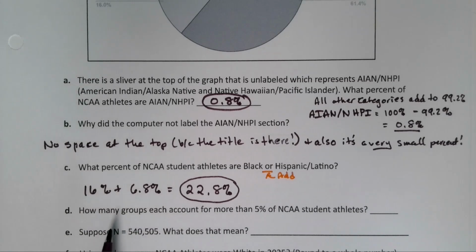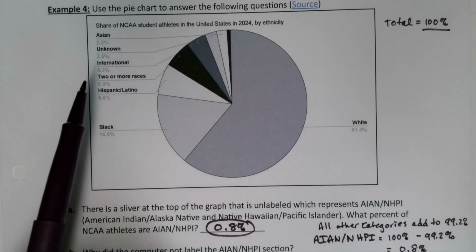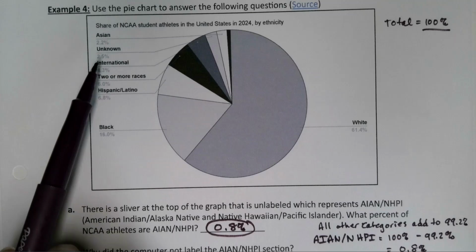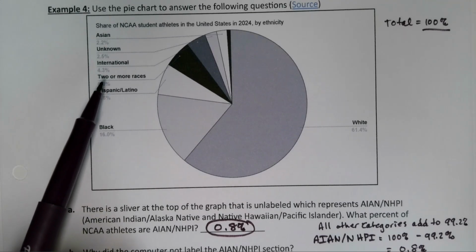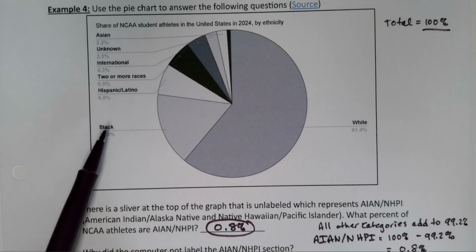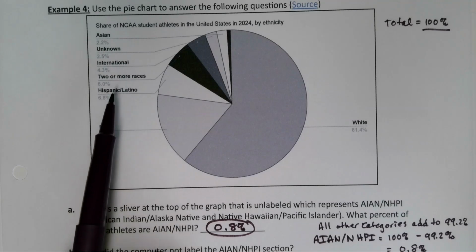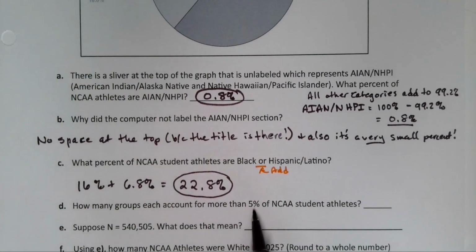All right, now how many groups each account for more than 5% of NCAA total athletes? In other words, how many of the categories are more than 5%? So let's start. Let's look over here. These are smaller and smaller. So right there, international is 4.3%, and then 2 or more races is 6%. So we start there: 2 or more races, then Hispanic, Black, and white. So that's 1, 2, 3, 4. So 4 categories are more than 5%.